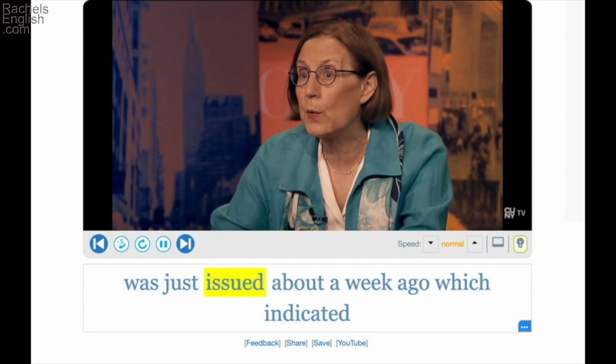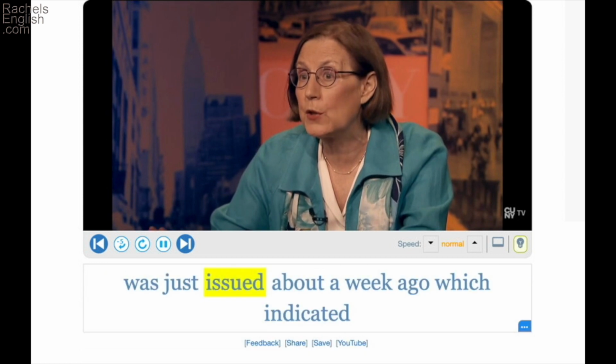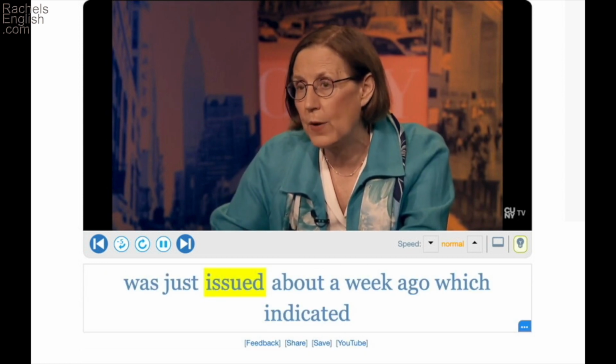Right. Here's another example. There was a report that was just issued about a week ago. Here it's being used as a verb, a report that was delivered in an official way. This is not just preliminary research, but a full report has been written, researched, and checked. There was a report that was just issued about a week ago.